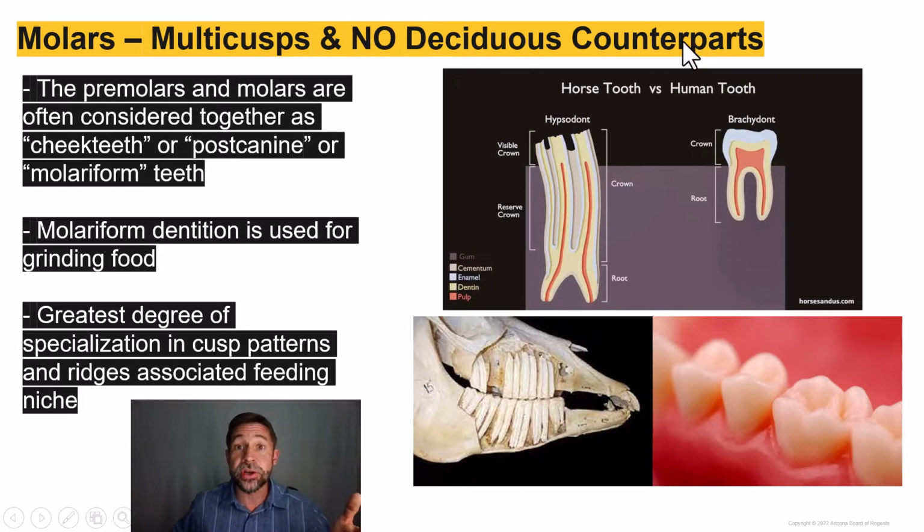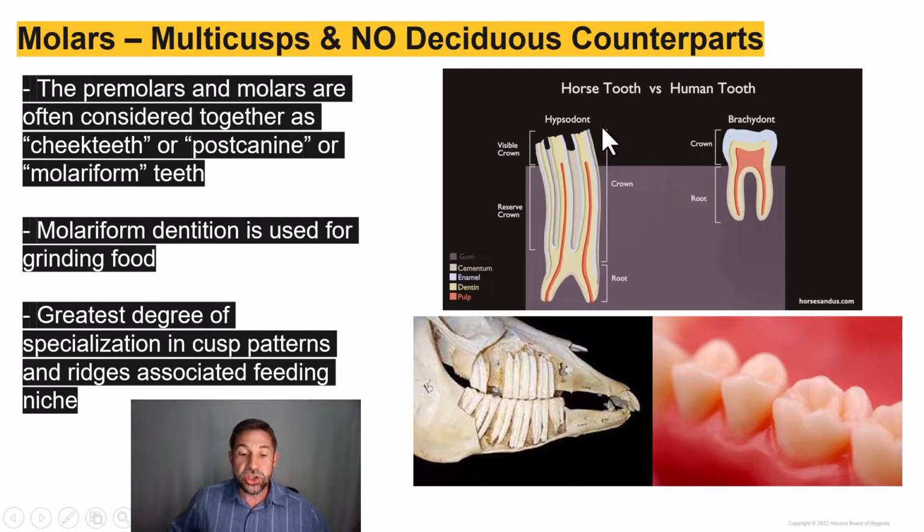Premolars and molars are collectively deemed the cheek teeth or the molariform teeth. The function of these large teeth is for grinding food. This grinding, this mechanical digestion is very important to maximize nutrient absorption from foods. Of note here, crown height is going to vary considerably in the mammals.